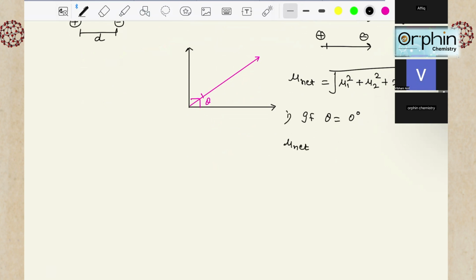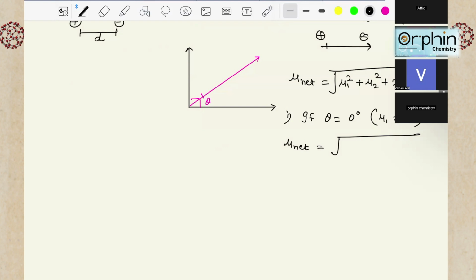This is the first thing. Mu net is equal to mu1 square plus mu2 square. And one more thing, mu1 is equal to mu2. This is also the condition we are taking. Mu1 is equal to mu2, otherwise there will be two different values, mu1 and mu2.